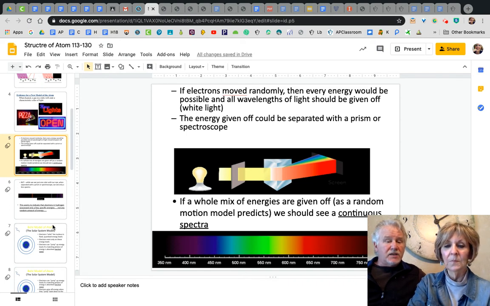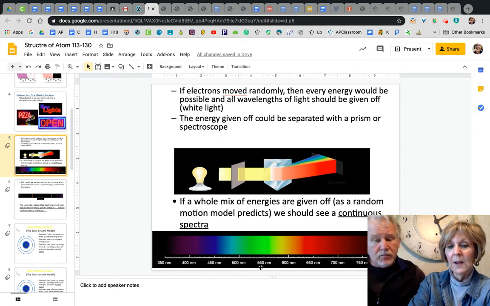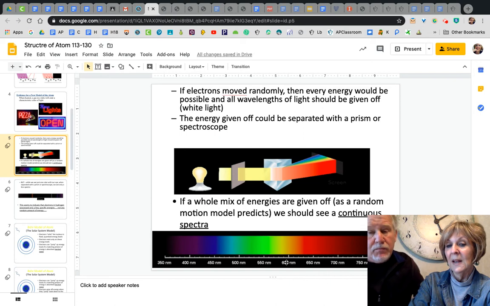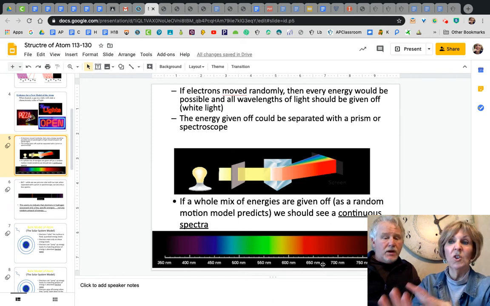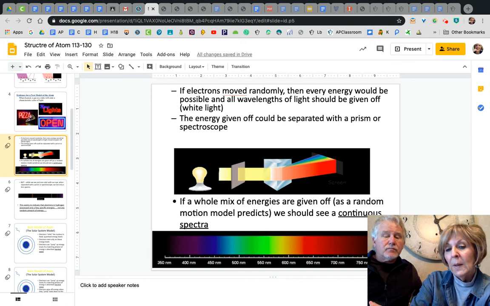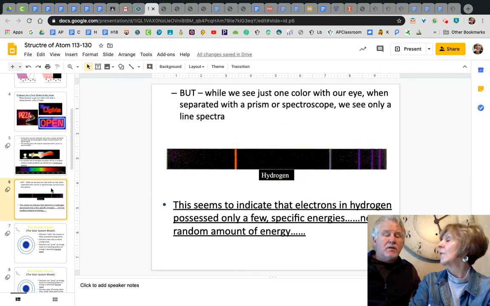What you don't see is what we see in this next slide. I should point out this little bar down here is part of the electromagnetic spectrum. It's showing wavelengths of light, where nm is nanometers, and this is just showing the visible spectrum. So infrared would be over here, and ultraviolet would be up there. We're just looking at the visible spectrum, which is a very small part of the whole electromagnetic spectrum.